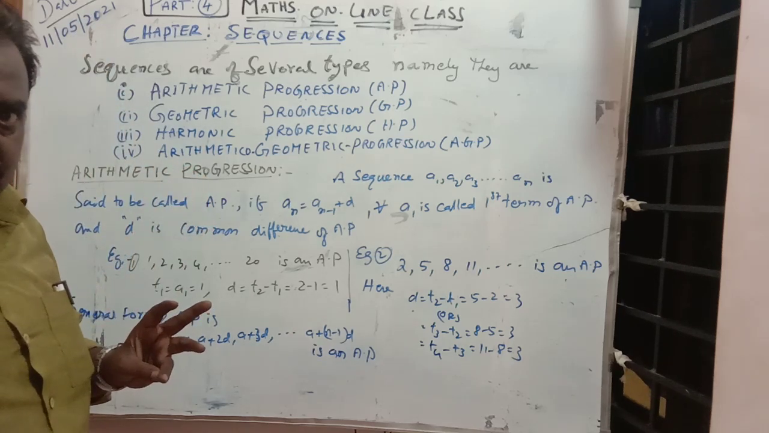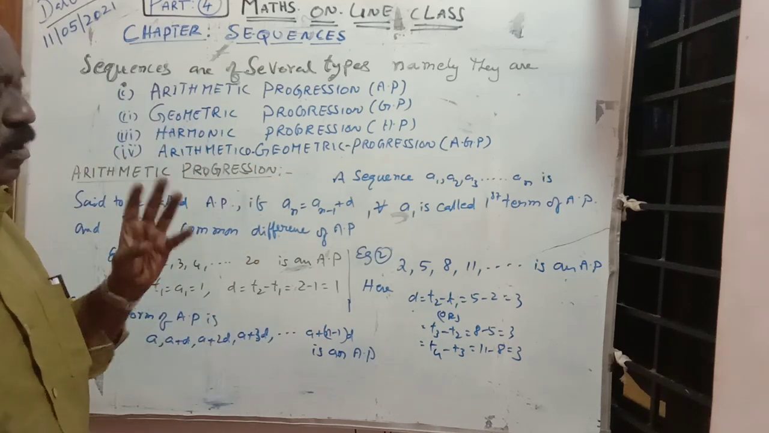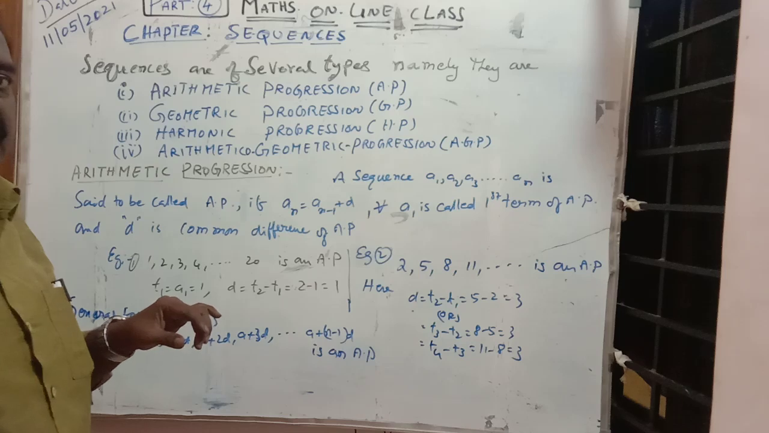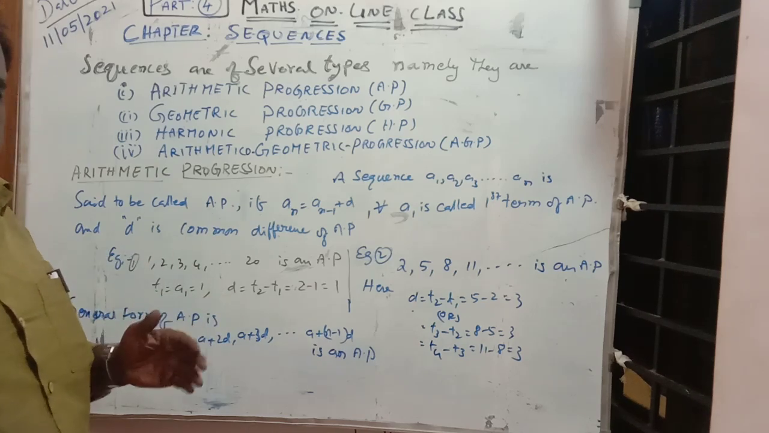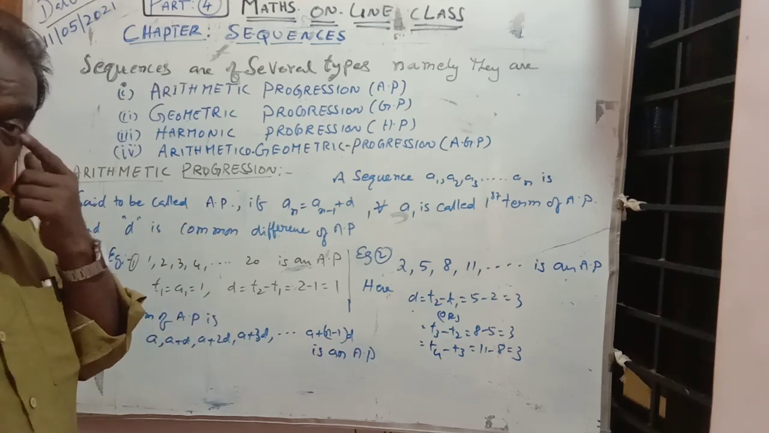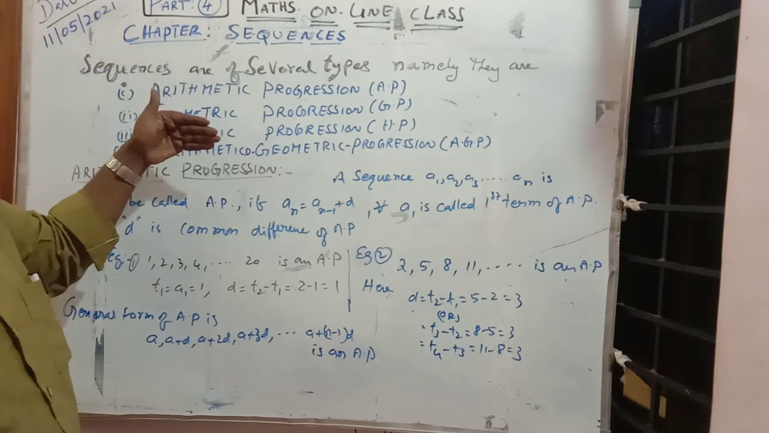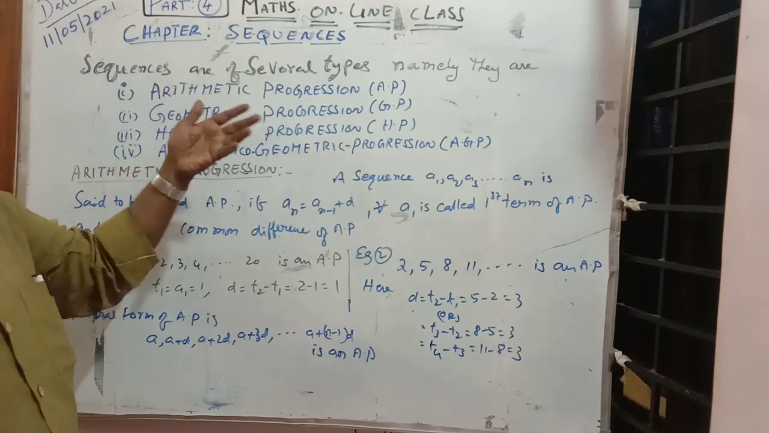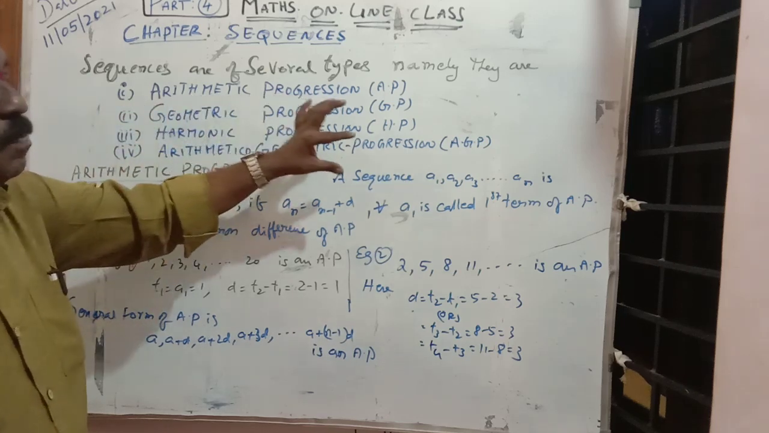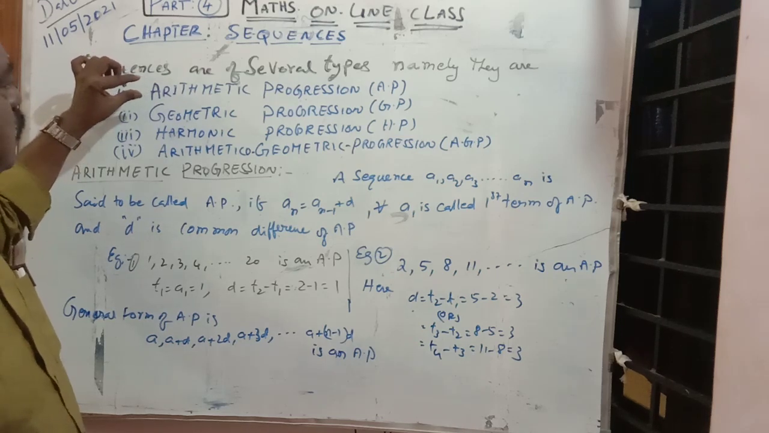A sequence is a group of numbers with commas. Once again, a sequence means a set of numbers, a group of numbers with commas, but maintaining for each term a definite rule. According to the rule, sequences are of 4 types. Many types are there, but leave them out. Mainly 4 types, and in our syllabus the 4th type, AGP, is also not there. Only the 3 are there.